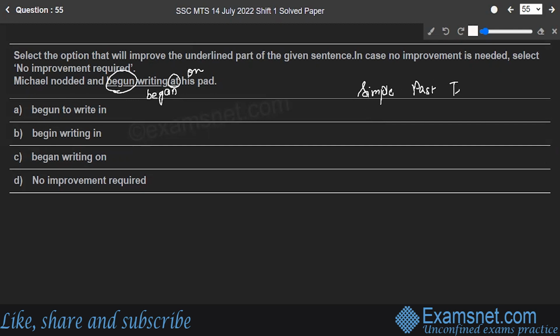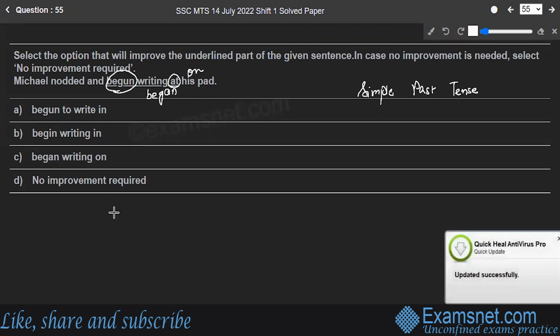Simple past tense, right? So the structure should be subject plus second form of verb plus object. So the second form of the word begin is began, correct? And similarly, at is used to express the time when an event takes place. On is used in contact with or supported by something.